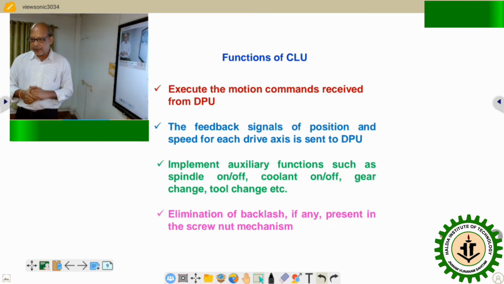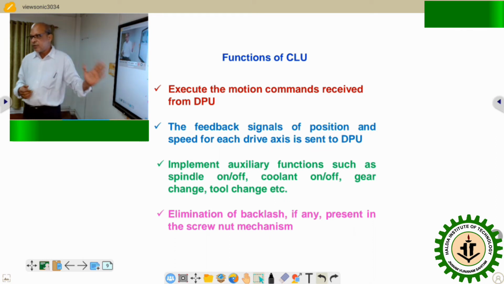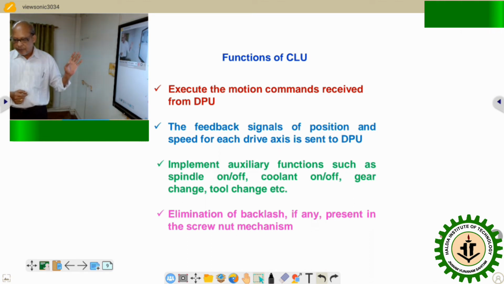Now this backlash is detrimental for the performance, for achieving higher accuracy, so it needs to be eliminated. A backlash eliminator circuit can take care of it electronically, but that is implemented in the control loop unit.